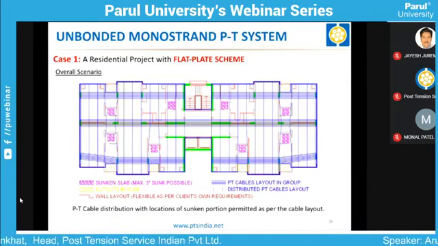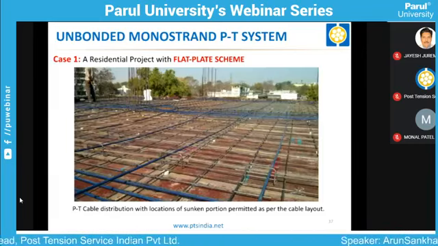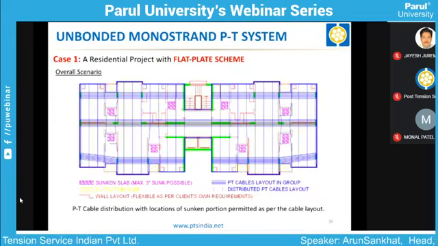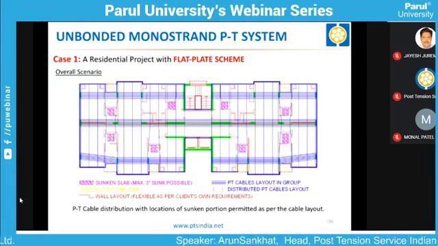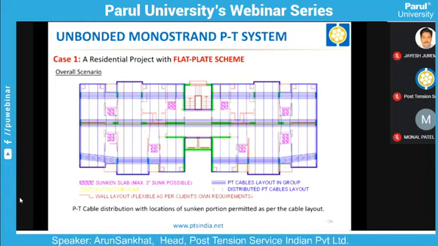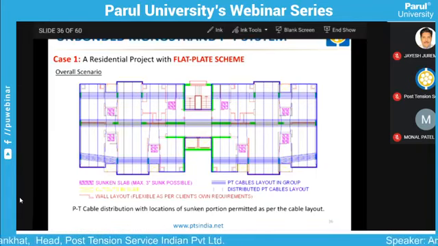You can see that vertically the cables are separated, or distributed, whereas in the horizontal direction the cables are grouped together. So this is nothing but the band and uniform cable laying that I discussed in the earlier slides.